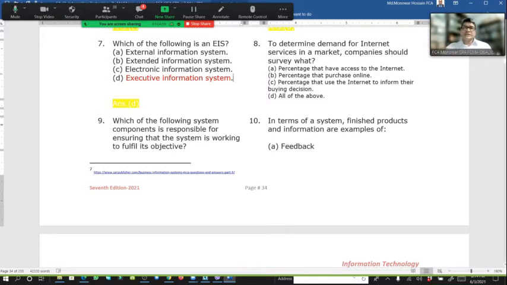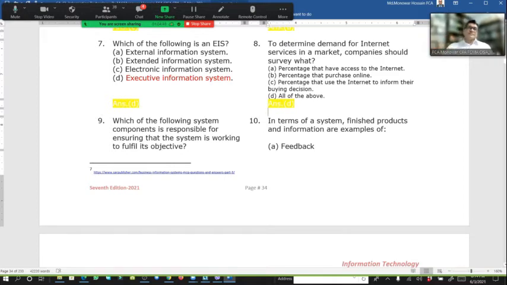The options are: percentage who have access to the internet, percentage that purchase online, percentage that use the internet to inform their buying decisions, all of the above. So what would be the answer? We can say all of them. All of them, sir. Yes, you are right. So a company surveys the demand of the market for the internet by all those items.